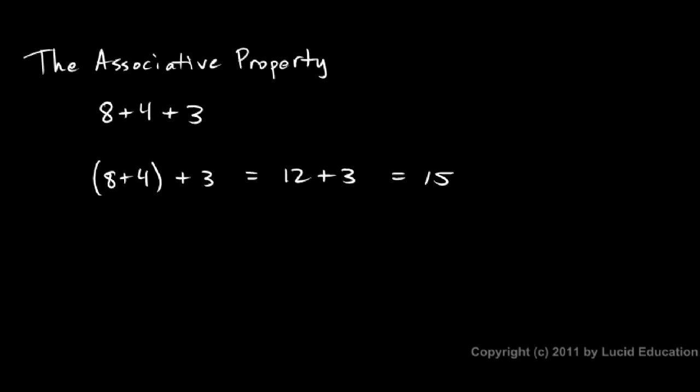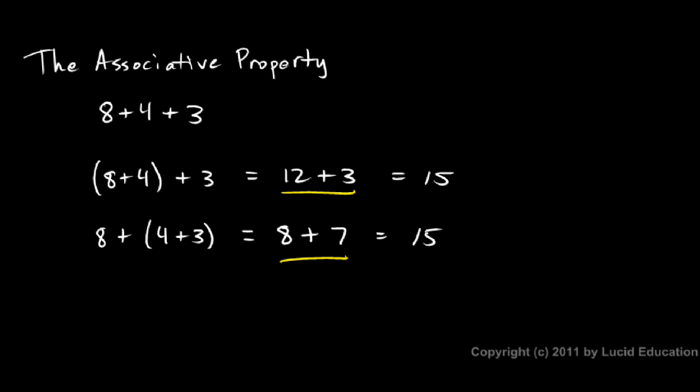But if I wanted to, instead of associating the 4 with the 8, I could associate the 4 with the 3. And I could write it like this. 8 plus (4 plus 3). What does that equal? Well, now we do the 4 plus 3 first because it's in parentheses. So 4 plus 3 is 7. So this is just like saying 8 plus 7. So I'll write that. 8 plus 7. And 8 plus 7 is also 15.